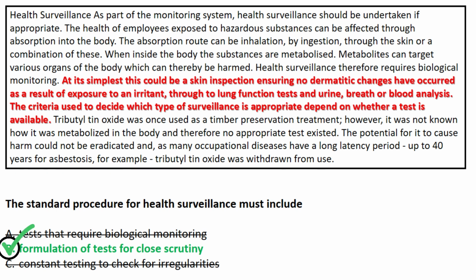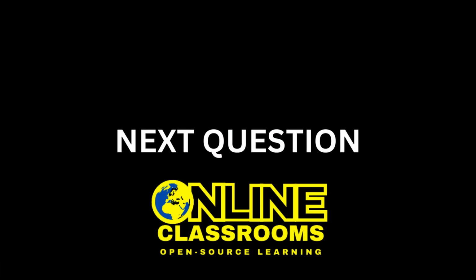In summary, option B is correct because it aligns with the paragraph's statement about the standard procedure for health surveillance, which involves the formulation of tests for close scrutiny. Options A and C are incorrect because they do not accurately reflect the focus of the paragraph and the purpose of health surveillance. Let's look at the next question.